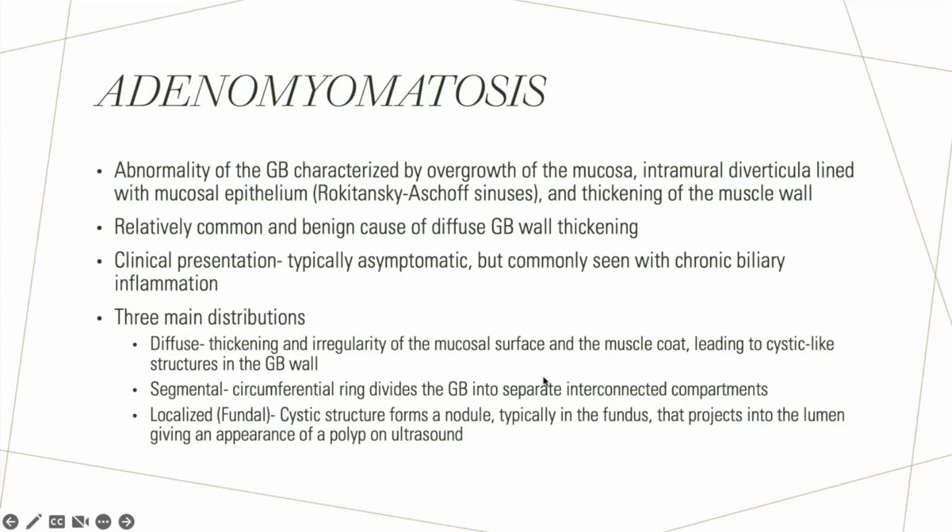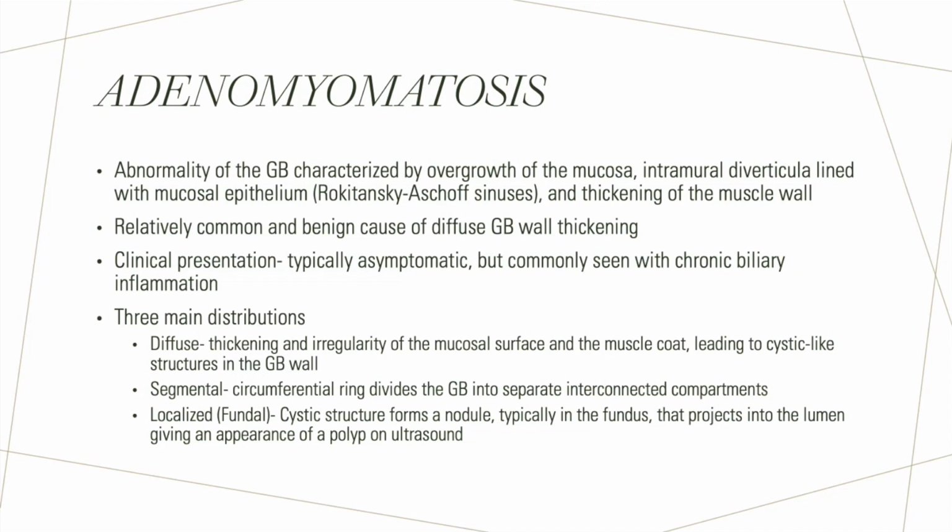Another topic here that we're going to go through is adenomyomatosis. This is an abnormality of the gallbladder characterized by overgrowth of the mucosa, intramural diverticula lined with mucosal epithelium, these are the Rokitansky-Aschoff sinuses, and thickening of the muscle wall. This is a relatively common and benign cause of diffuse gallbladder wall thickening. Your typical clinical presentation is somebody that comes in completely asymptomatic, but you may see this with chronic biliary inflammation.